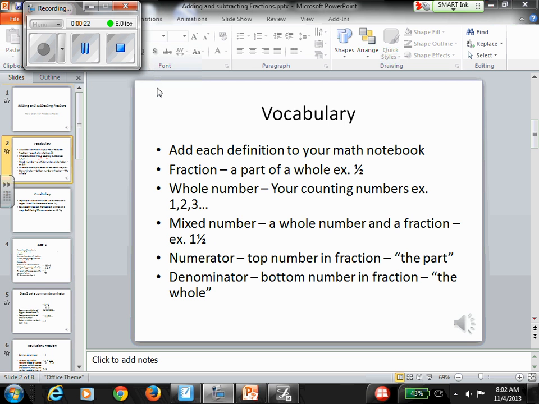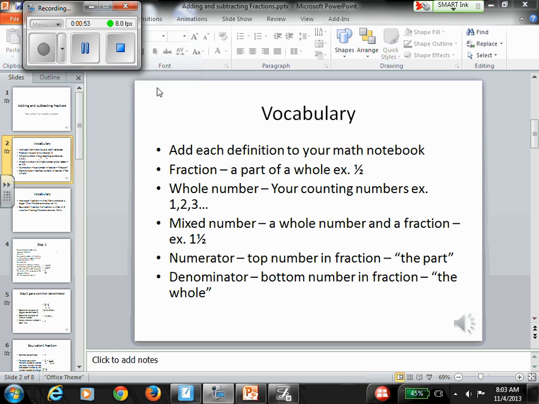I'm going to start by going over vocabulary. One of the hardest things about math as you get into upper division is that the vocabulary gets a little bit more difficult. So I want you to get out your math notebook and write down these definitions. You can pause the video, take your time, but I need you to be accountable for each one of these words. First of all, the first word is fraction. It is a part of a whole.